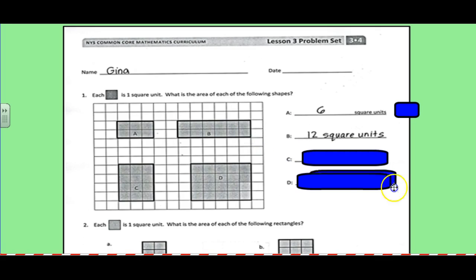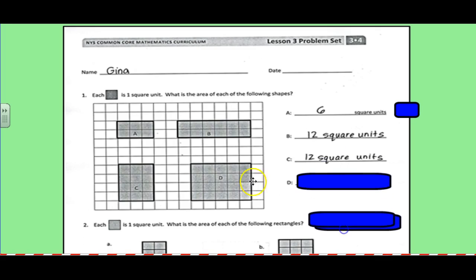So for rectangle B, the area was 12 square units. There were 2 rows with 6 in each row. The rectangle C had an area of 12 square units because there were 4 rows with 3 in each row. And rectangle D had an area of 20 square units because there were 4 rows with 5 in each row.